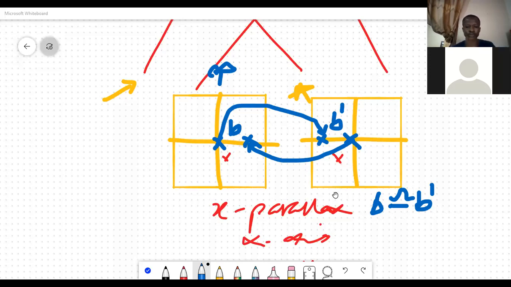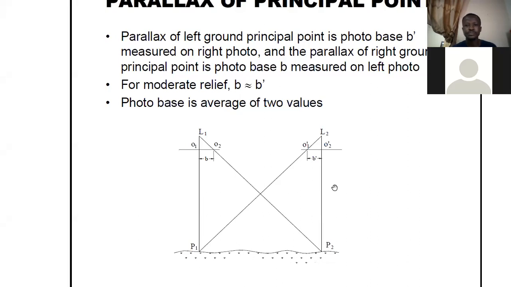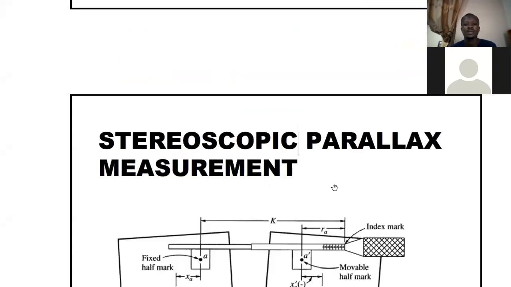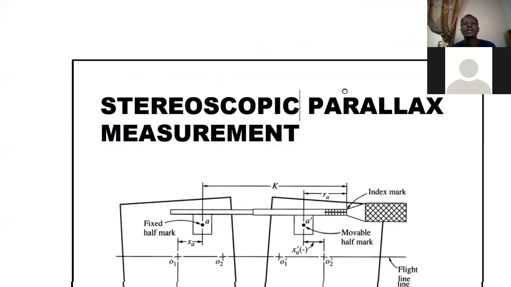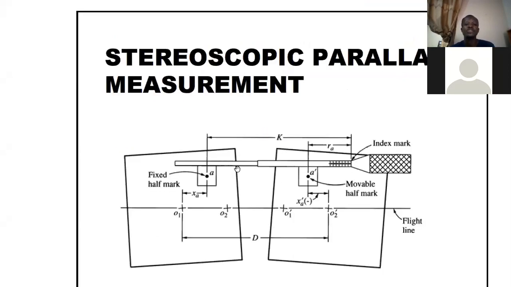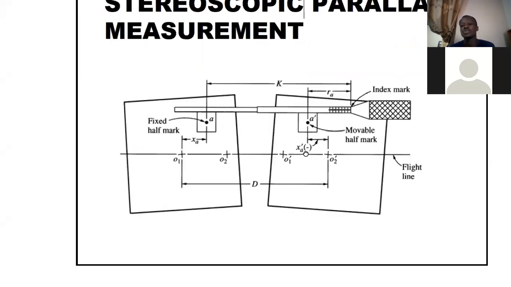All right. So let's move on. So here we go. That's what we just talked about. We can make use of an instrument called a parallax bar in the measurement of stereoscopic parallax. As opposed to monoscopic parallax, where we just find the separation between the points, we just use a ruler. We can actually measure using this bar.